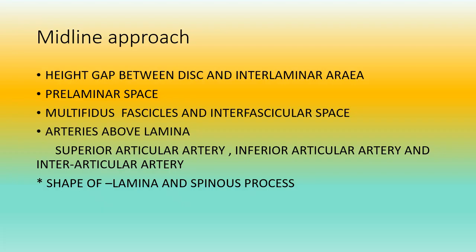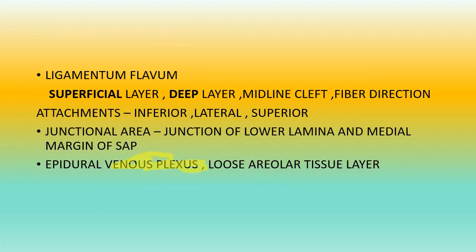There are certain things which have to be kept in mind: the height gap between the disc and the internal area, the prelaminar space, multiple fascicles and interfascicular space, arteries above the lamina like the superior articular artery, inferior articular artery, interarticular artery, and segmental artery. Then the shape of the lamina and spinous process. Then one very important structure is the ligamentum flavum.